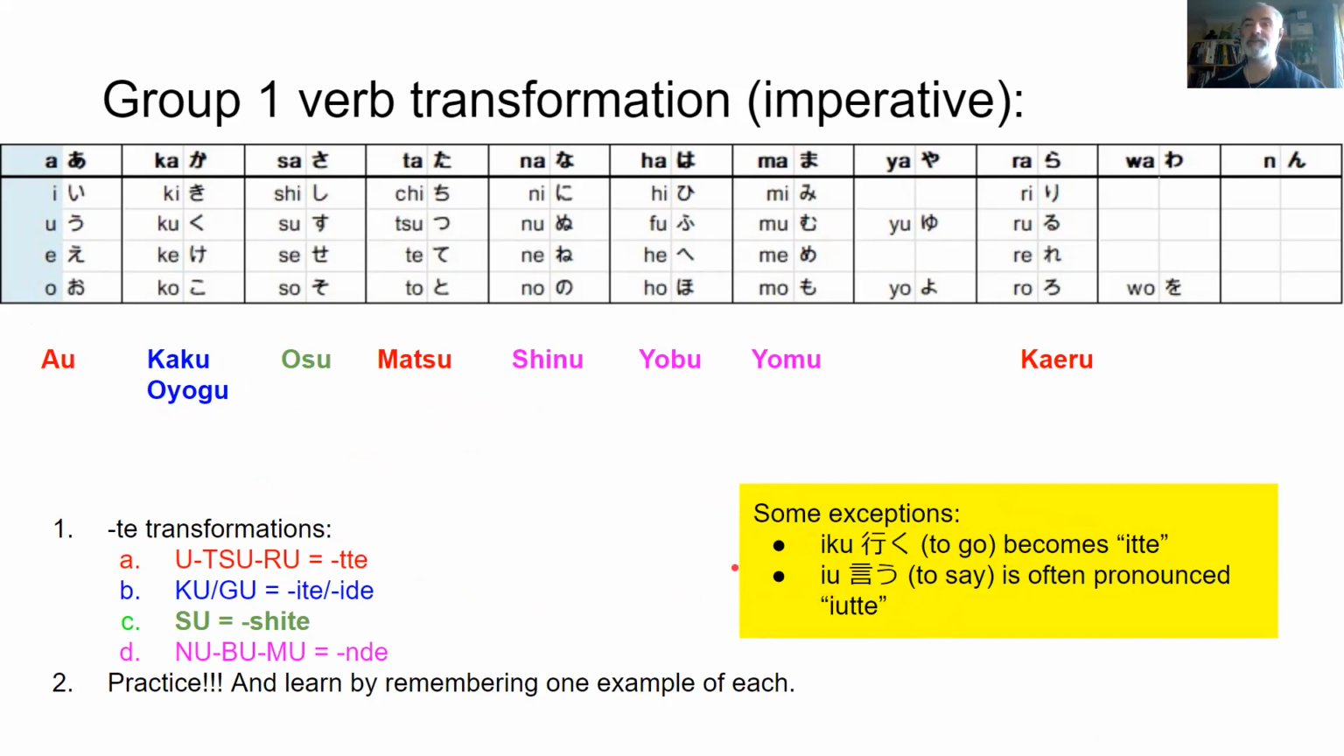Now, if you write it, you have to write it as itte, but when you say it, in order to not confuse it with all the other verbs which are itte in their te form, and there are a few of them, this is often pronounced yutte, yutte. So it's clear that you're saying to say, yutte.